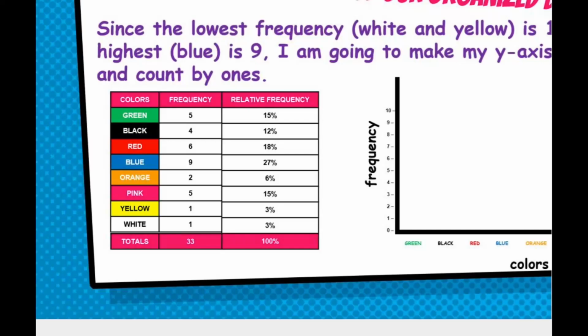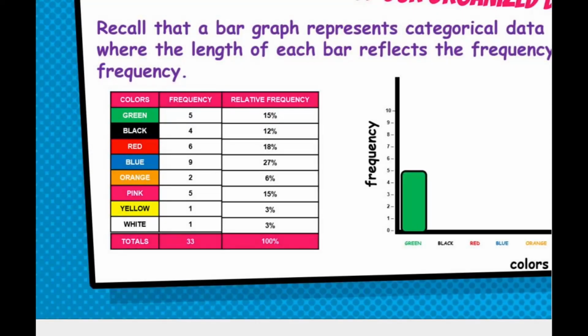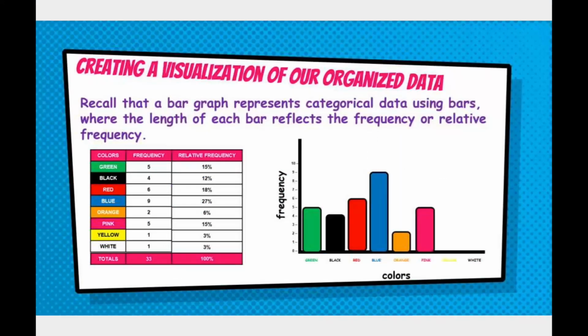Then it's just a matter of drawing a bar all the way up to however many we had of those different categories. Green, I had 5. So I'm going to start by drawing a bar up there all the way to 5. I had 4 blacks, and so on and so forth. And then we get something that looks like this. So once again, this is another type of visualization to represent this, which often stands out to us a little more when we see this visual rather than looking at those tiny little numbers and saying, oh yeah, blue's the most, white and yellow were the least. We can see this really quickly this way.